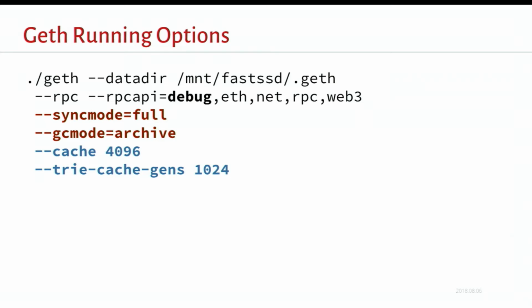So for options for running these, running a full node is not the default, so I've highlighted some of the options. Basically, use sync mode equals full, GC mode equals archive. That says don't purge your old state. The bottom two options are for performance tuning, and it flushes the disk much less often with the bottom one. And the traces are exposed in the debug RPC API.